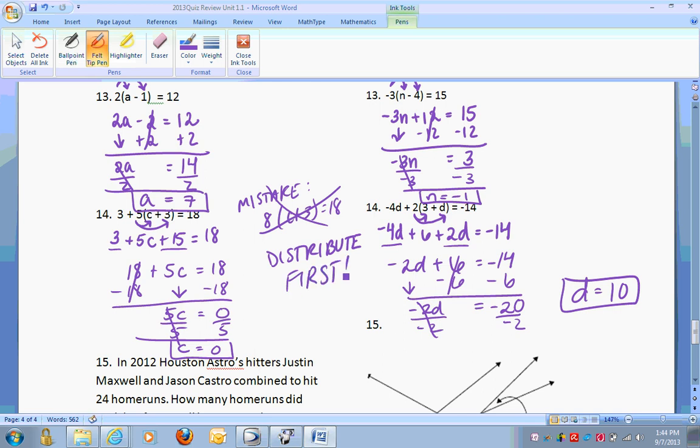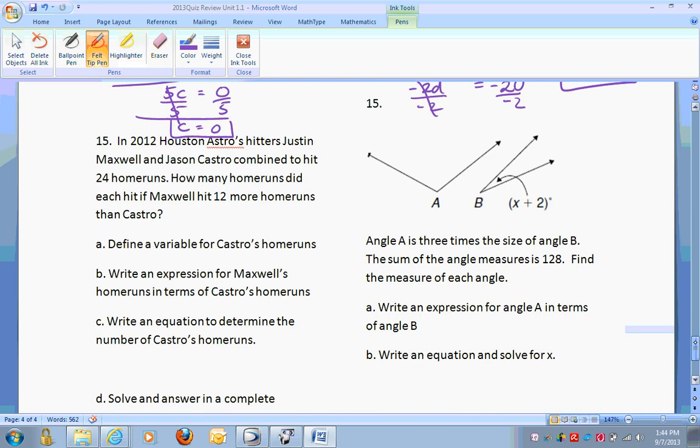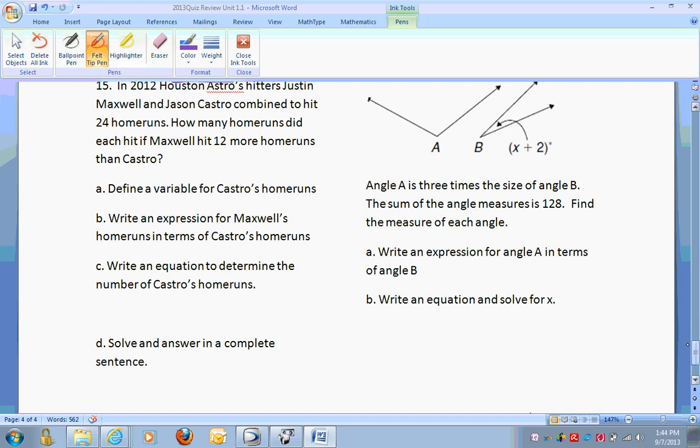It's the golden rule. Okay? Now, moving on to the last 2 word problems I'll review. We're almost done. It's saying that in 2012, Houston Astros hitters Justin Maxwell and Jason Castro combined to hit 24 home runs. How many home runs did each hit if Maxwell hit 12 more home runs than Castro?